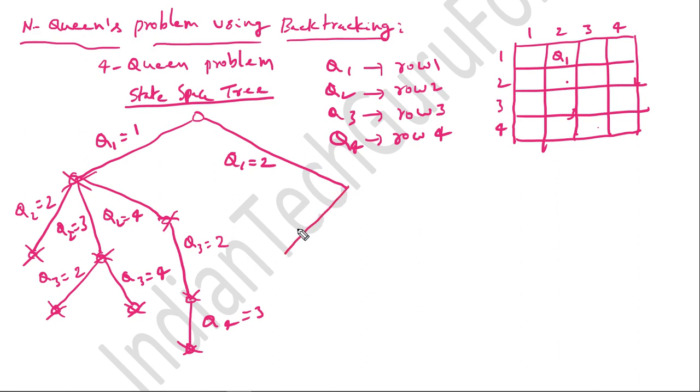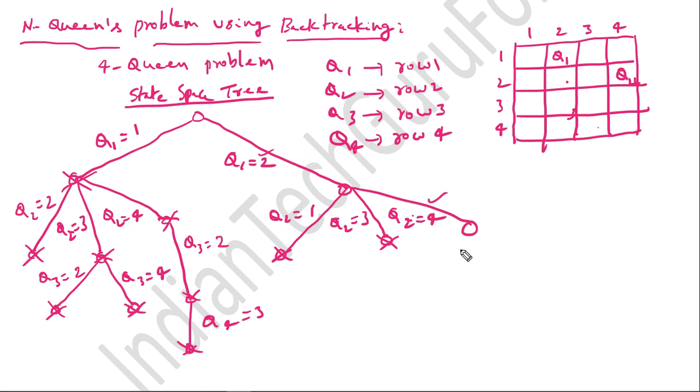The leftover places are Q2 in location 1. However, it is not possible diagonally to place Q2 in location 1, so it is not possible. Then Q2 in location 3 is also not possible because diagonally it is not acceptable. And finally, Q2 in location 4 is acceptable, because either row wise or column wise or diagonal wise, there is no problem.